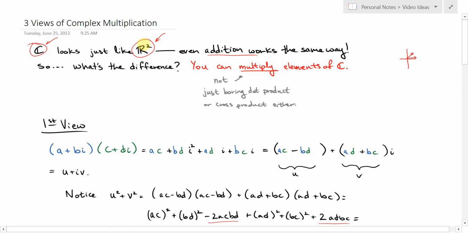And the important thing that separates C from R squared, that makes it strictly richer than R squared, is the fact that you can multiply elements of the complex numbers. It's something we've seen before, and it's something I'm going to explore in a few different ways in this video.